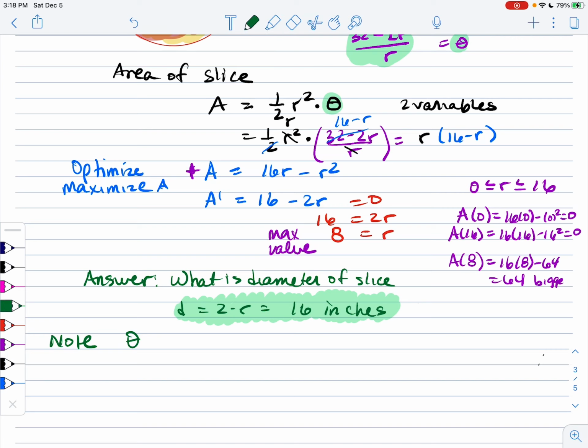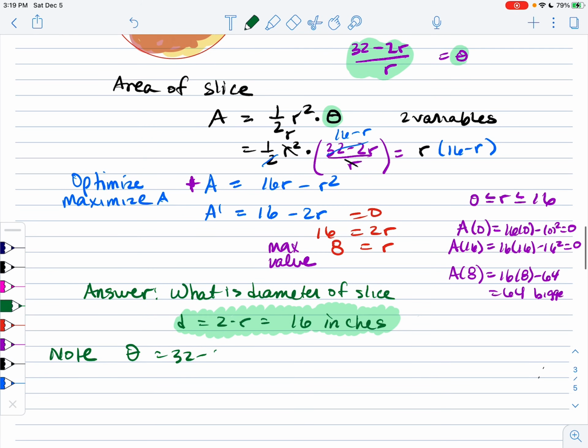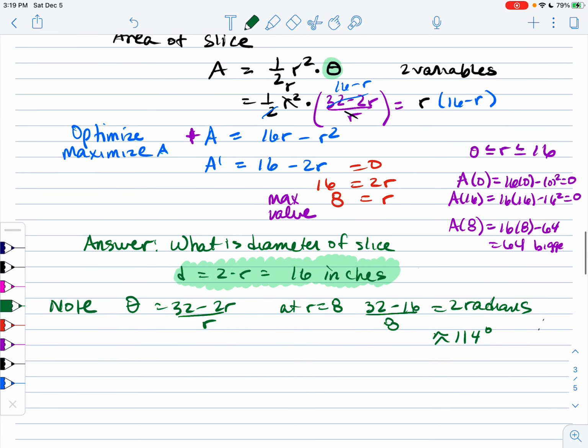Note that theta here is equal to 32 minus 2r over r. So at r equal to 8, 32 minus 16 gives me 16 over 8, which gives me 2 radians. That's roughly equal to 114 degrees. So you're getting about a third of the pizza, just for fun. Yum.